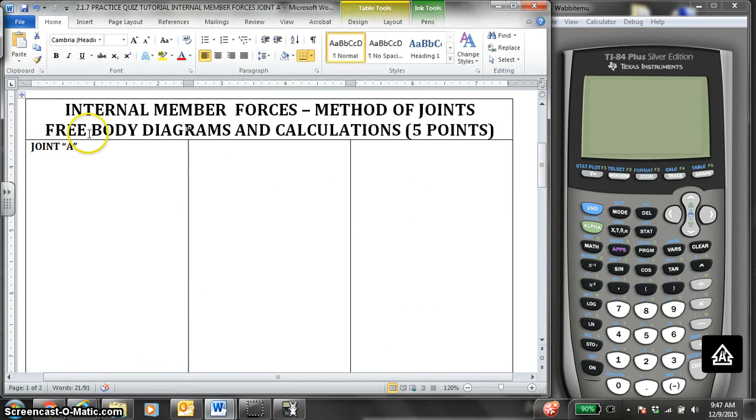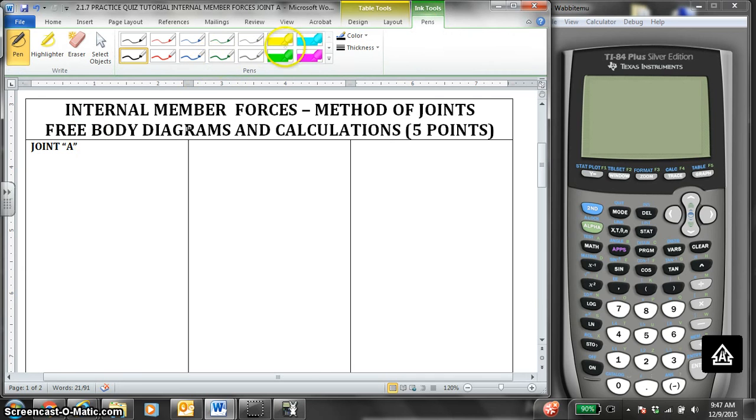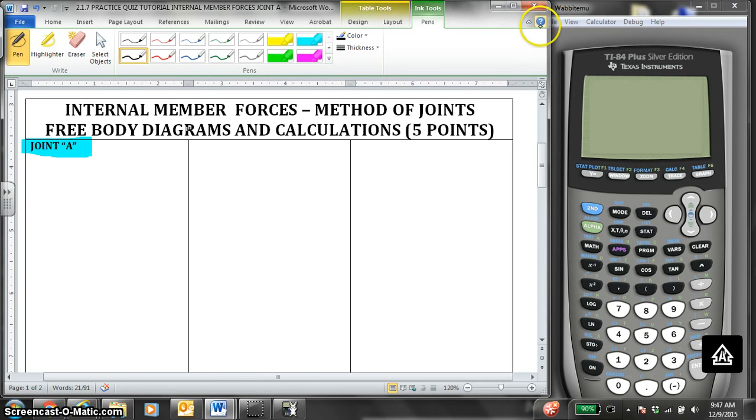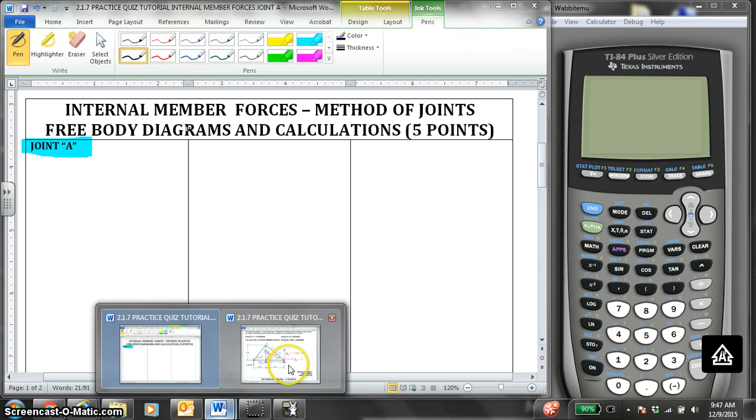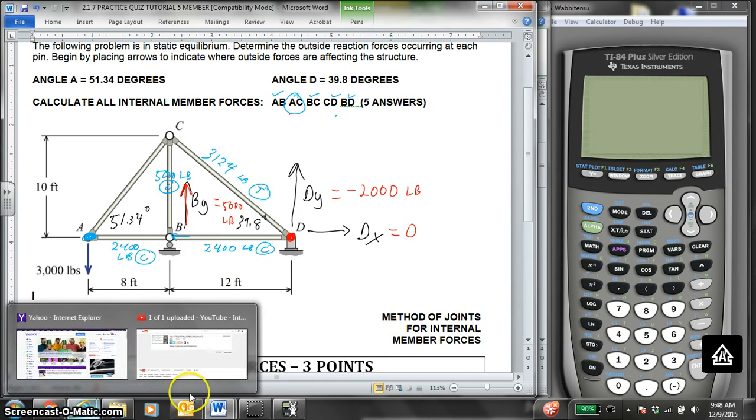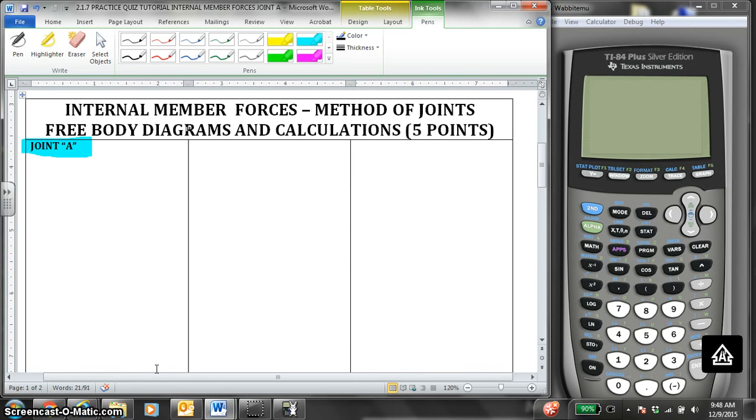Joint A. So we're on joint A right here. First thing you have to do is draw a free body diagram. Remember, you should always have this picture as your reference. We know the angle is 51.34. So let's see what we do here. Free body diagram.